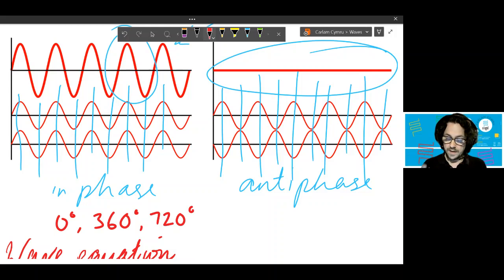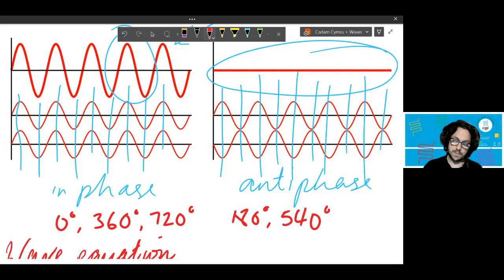In terms of antiphase then, how could they be perfectly out of sync? Well, that would be half of those values. So we'd have 180 degrees. We'd also have 180 degrees plus 360, which is 540, and so on. So you can keep on counting those up, okay?